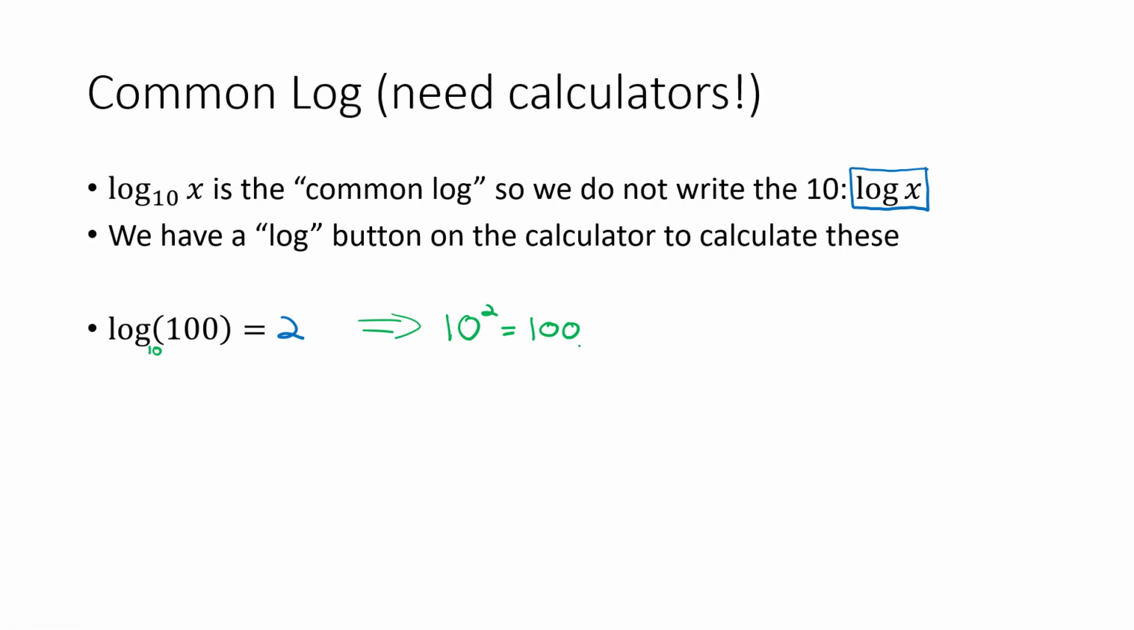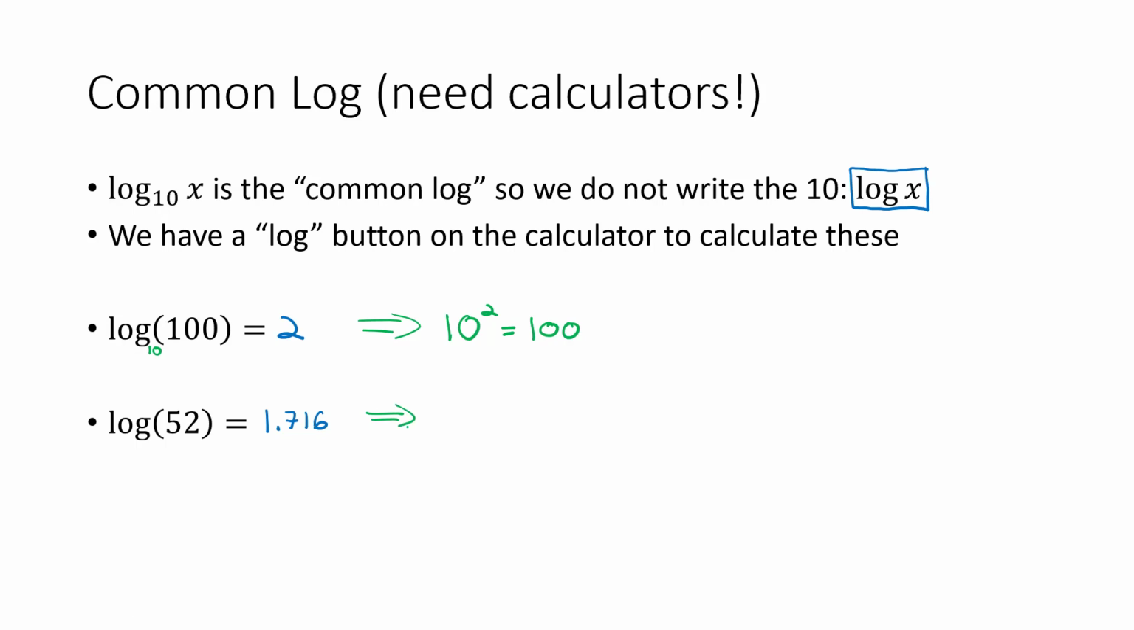Now this one was a bit easier because we kind of know that 10 squared is 100, but we can use our calculator to find logs of other things that we don't know as intuitively. Log of 52, for example. I just type in log 52 in my calculator, and it tells me the answer is 1.716, approximately. We had to round it.